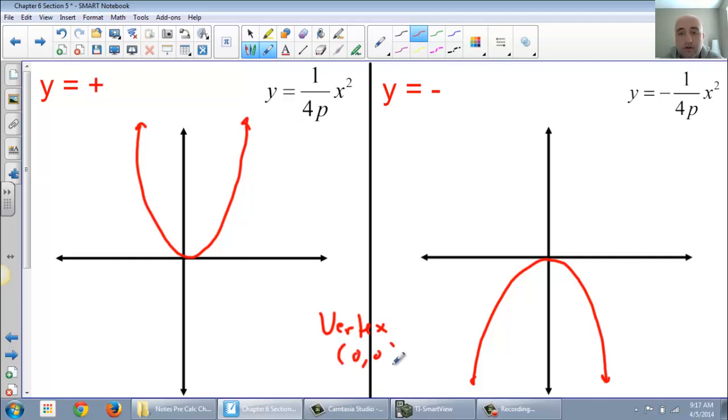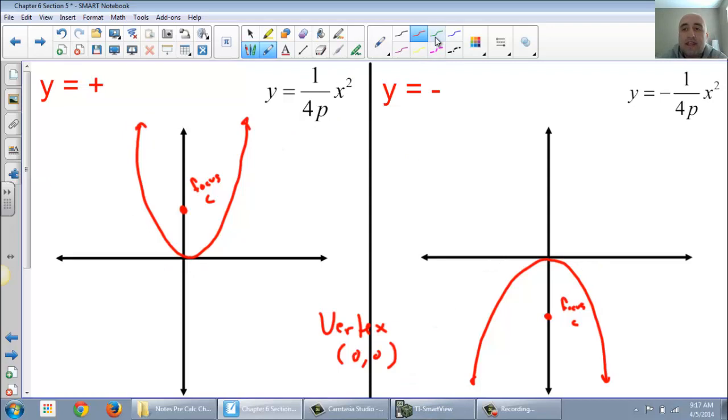Now notice that the vertex in both of these, in all 4 of these, will be at 0, 0. Now, each parabola has a focus point still, and it's still a little c. Notice that the focus is always going to be on the inside of the parabola, so no matter where your parabola is, the focus is on the inside of the shape.